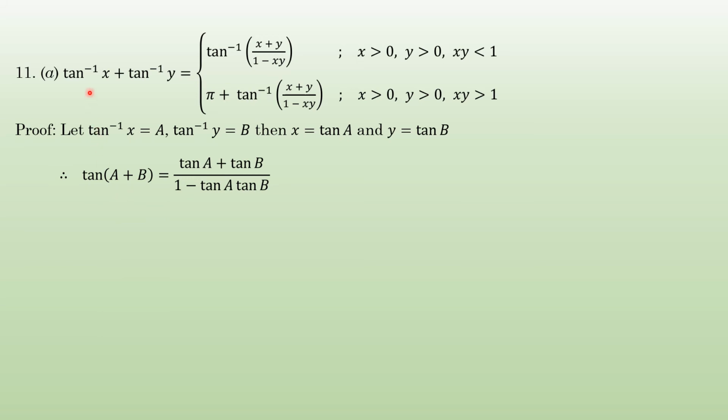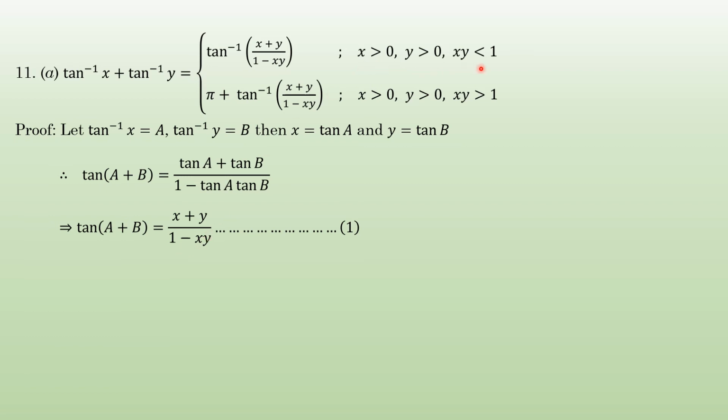Why am I taking tan of a plus b? Because this is taken as a, this is taken as b. So a plus b is here, and this tan is taken on this side. So it will be tan of a plus b. That is why I am expanding the formula for tan of a plus b. Now tan a and tan b putting here, tan a is equal to x, tan b is equal to y. So using these values here, tan of a plus b equals x plus y divided by 1 minus xy.